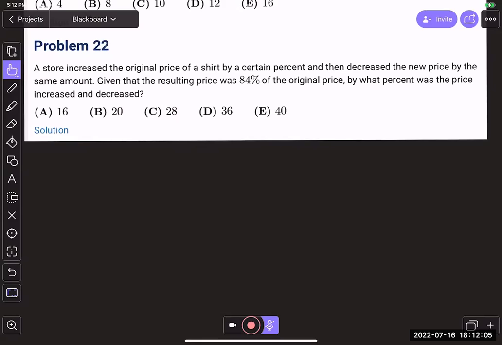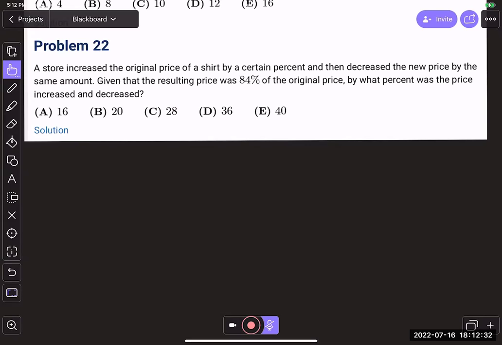Problem 22. Any volunteers here? Going once, going twice. How about Angel? I don't think I've had you answer a question before. Can you start by reading the problem?